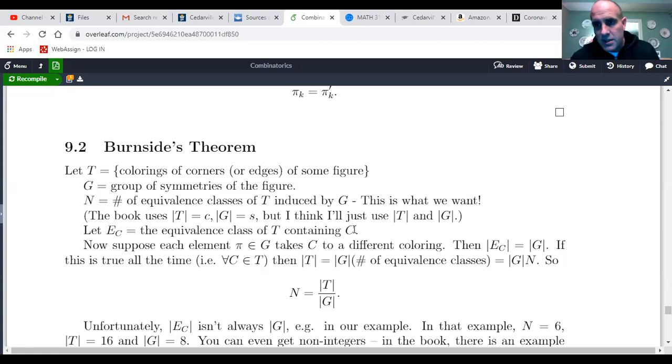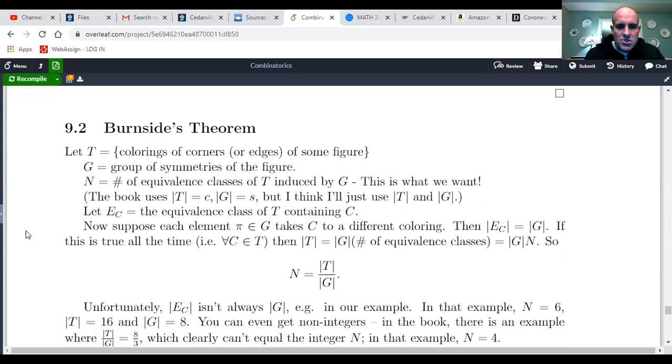Okay, so in our example, the all white one was its own equivalence class. I think there were 3 that were of size 4, there was 1 of size 2, and there were 2 of size 1. Okay, so those were all the equivalence classes of this, and we'll be looking at that example in a lot of detail eventually.